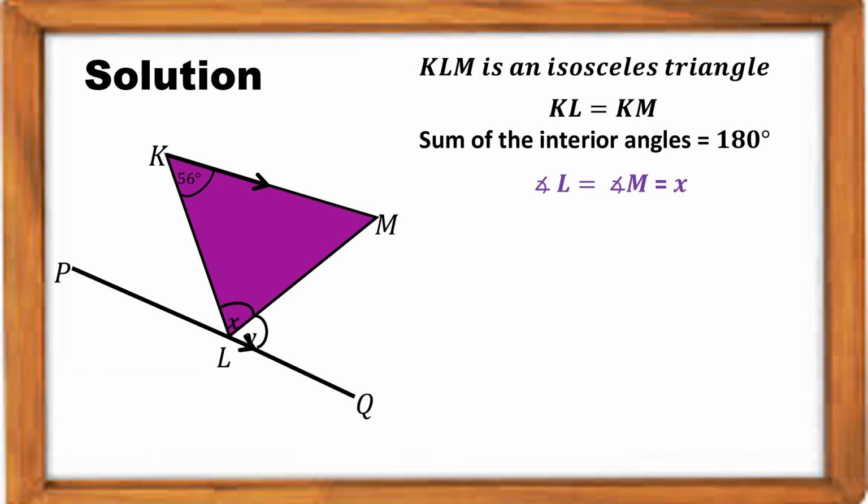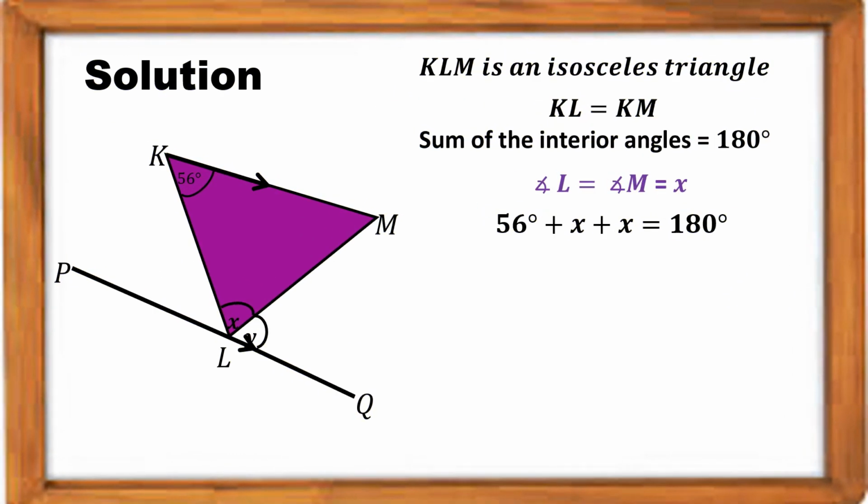And what does this mean? This means that angle M has the same magnitude of X. From here, we'll continue by writing the sum of the interior angles of this triangle is 56 degrees, and we're going to add this to 2x because we need to add it to the magnitude of angle L as well as angle M. So here we'll write 56 plus x plus x, and this is equal to 180 degrees.